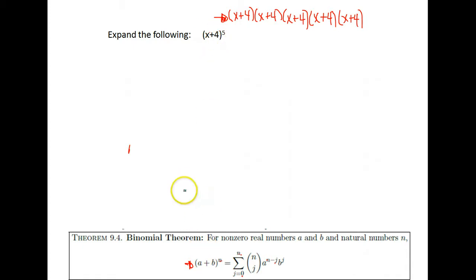If we wanted to expand that, you're always going to use your power on top here, so 5, and you start with 0 here. Then whatever your first term was, you take that to the power of your number minus whatever you have here. So in this case, 5 minus 0. The second term in your binomial, we're going to take that to the power of whatever number you have on the bottom this time.